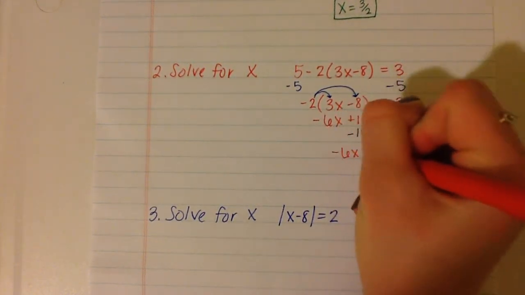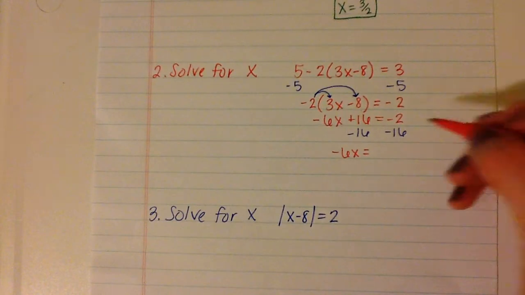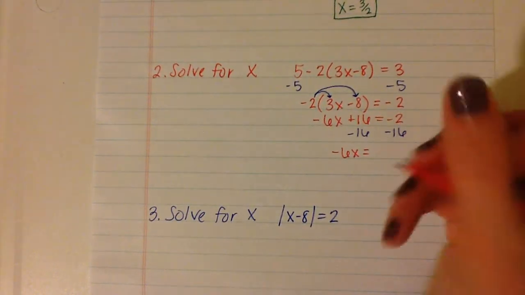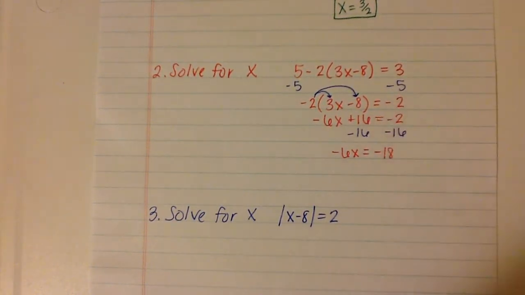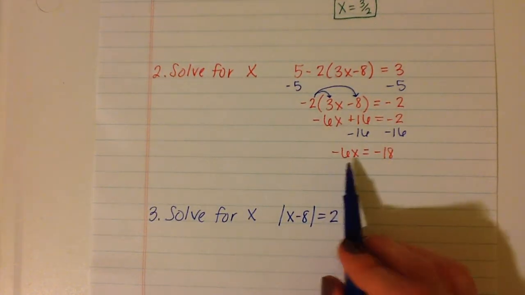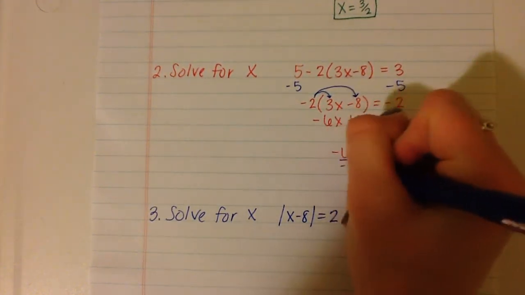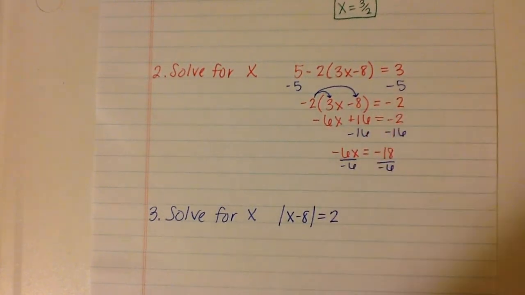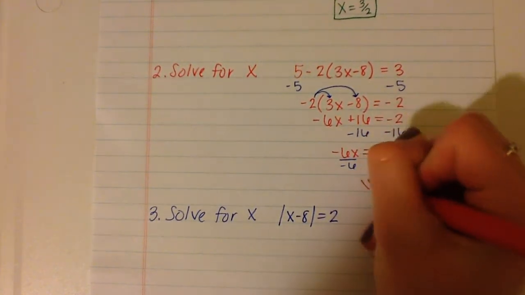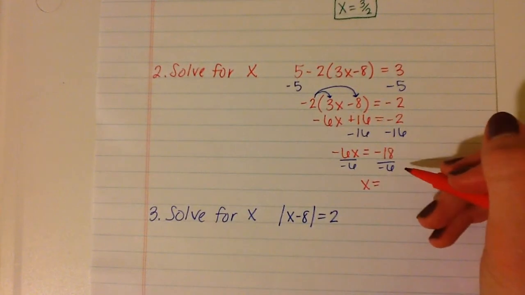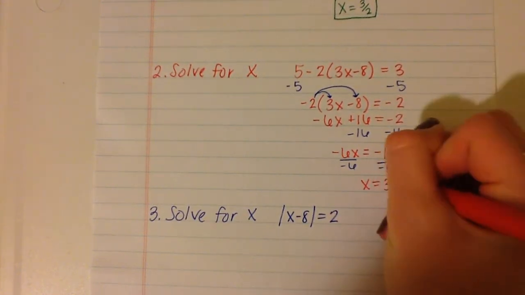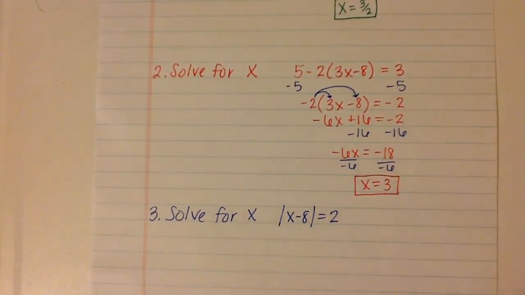And we have negative 6x equals negative 2 minus 16 is negative 18. And our last step, this is negative 6 times x, so we're going to divide both sides by negative 6. So x equals negative 18 divided by negative 6 is 3.